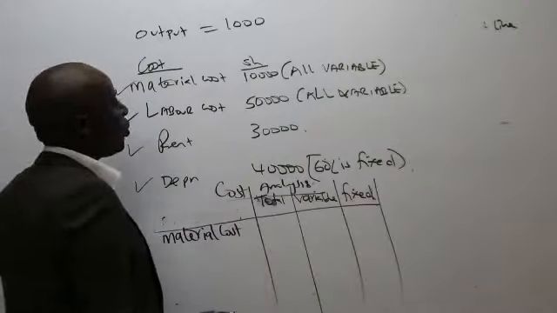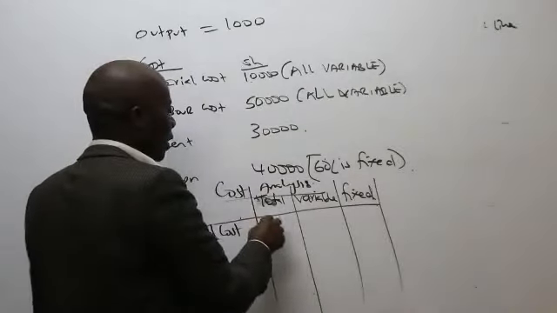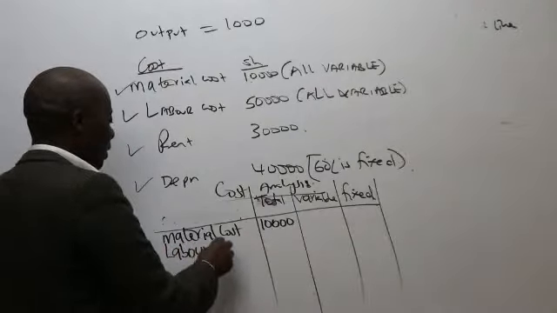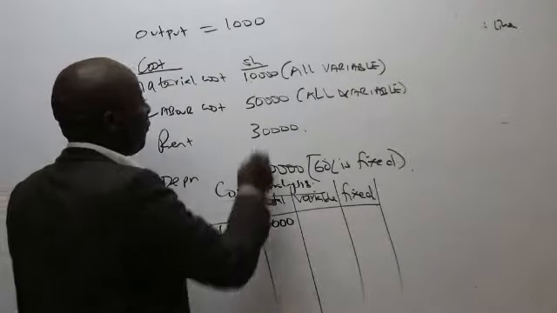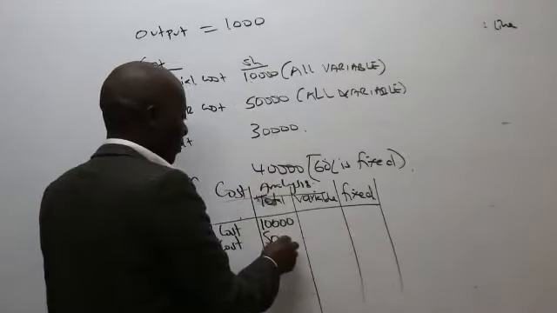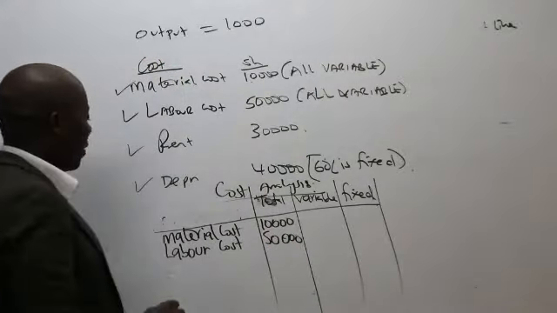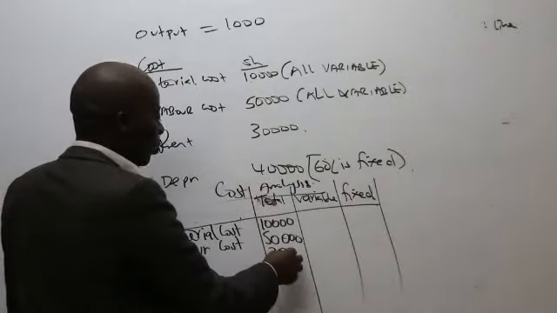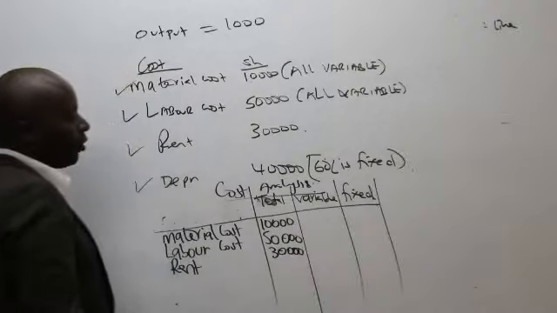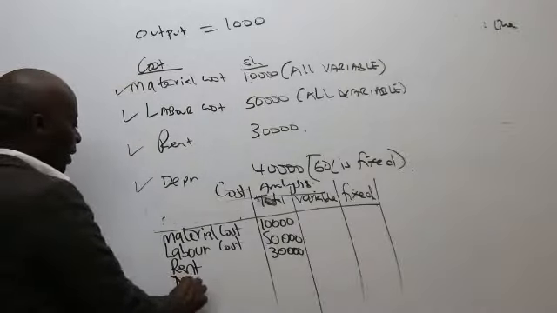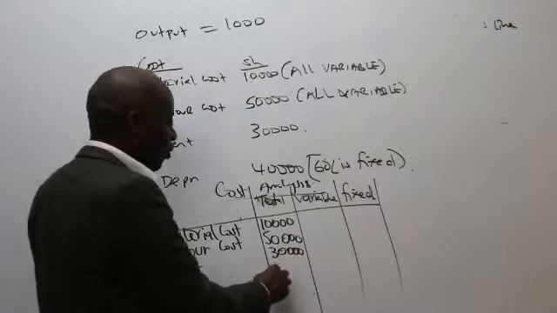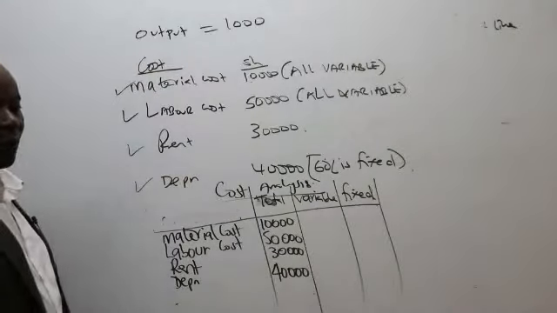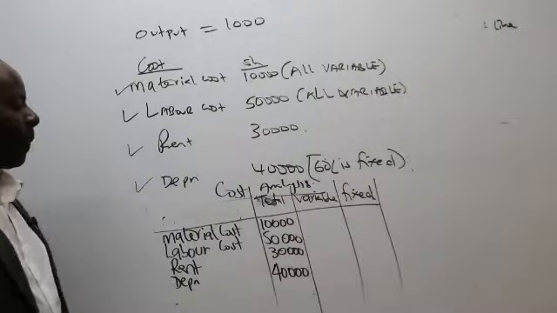So we start with material cost. Material cost, what do we have? A total of 10,000 shillings. From there, we have labor cost, 50,000 total. From there, we have rent, a total figure of 30,000. And then we have depreciation, 40,000. Thank you very much.